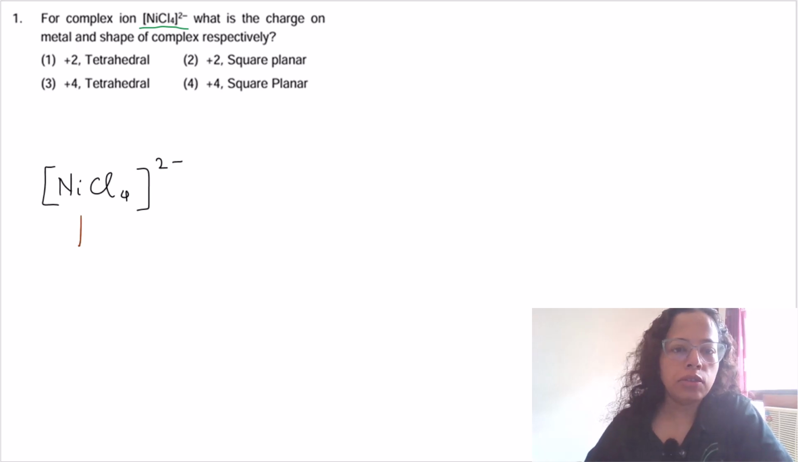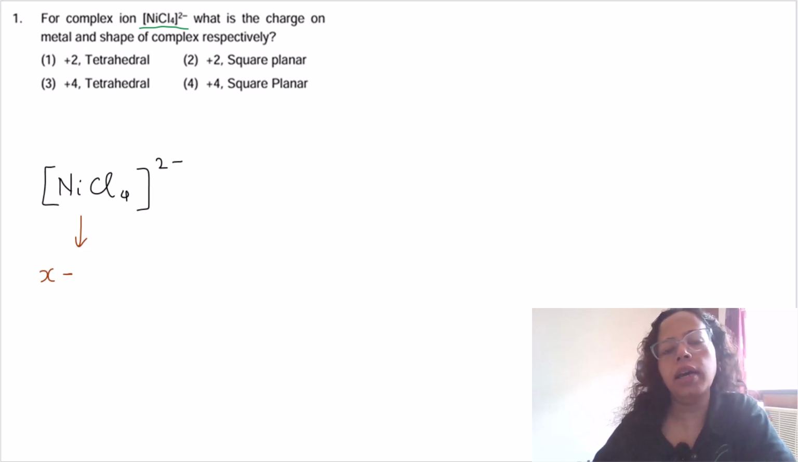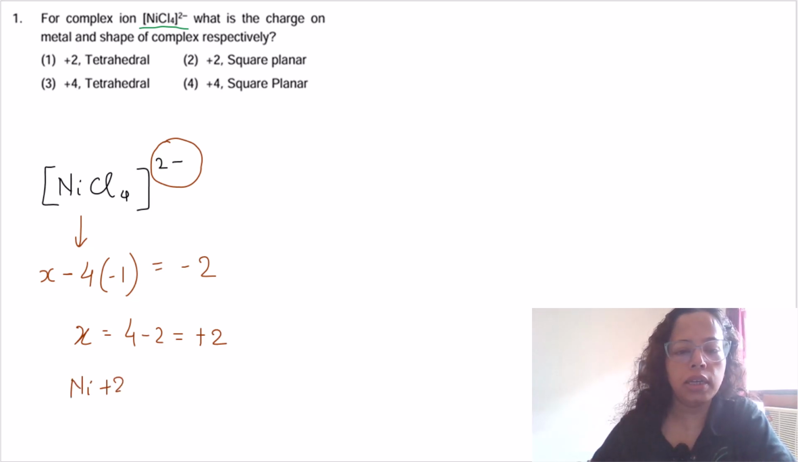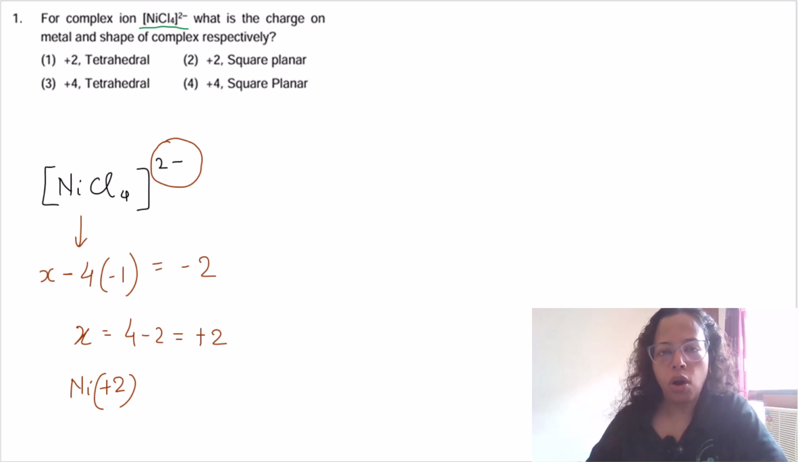It's very simple. Let's suppose the charge on nickel is X, and then we have 4 chloro ligands. What is the charge on the chloro ligand? That is -1. So we multiply 4 ligands by -1, and the charge on the chloro ligands is equal to -4, which with X gives the total charge on the complex, -2. So X becomes 4 minus 2, that is +2. So the charge on nickel is +2, so nickel is in the +2 oxidation state.